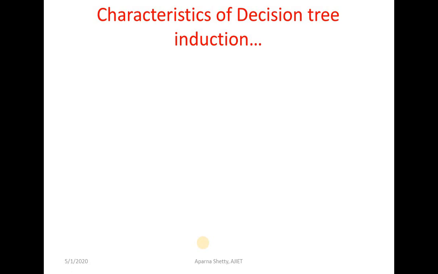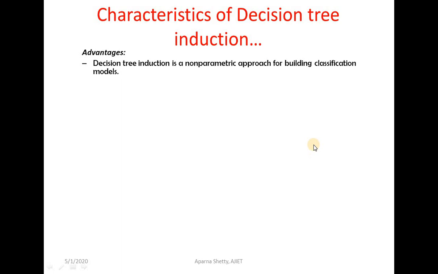Now let us discuss the next topic, that is, characteristics of decision tree induction. Here I have split the characteristics as advantages and disadvantages. Specifically, if they ask for advantages, you have to write the advantages. Or if they ask for the disadvantages, you have to write only the disadvantages. But if they ask overall for the characteristics of decision tree induction, you have to combine both the advantages and disadvantages. This is a very important question. So let us go through the characteristics.